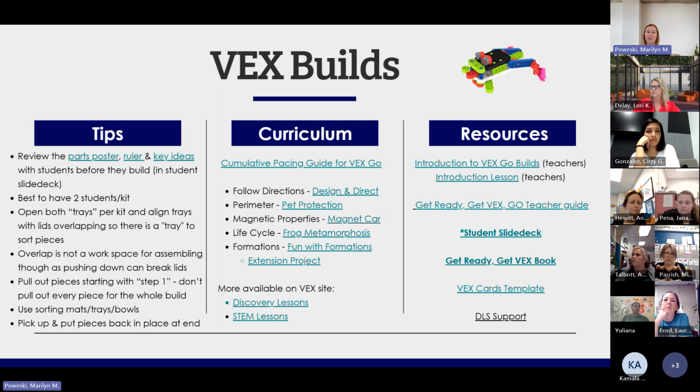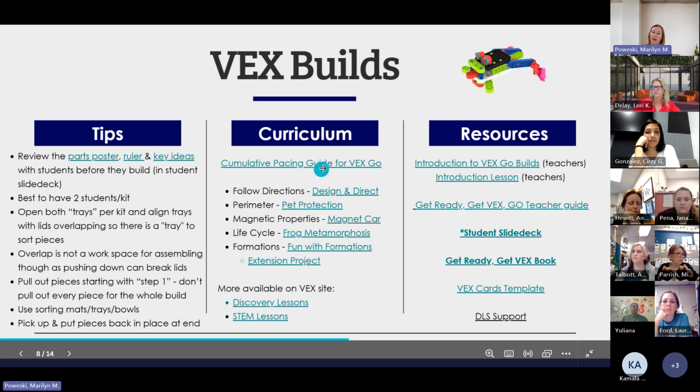Some tips, over on the left-hand side: I would highly recommend reviewing some of the parts and pieces. I would tell you to start with what's called a free build, which means it doesn't have step-by-step directions. It's something like build the tallest tower, or build a shape that stands up, or build something that's at least 1 foot by 2 foot. Choose something where they can get familiar with the different parts available in the kits.